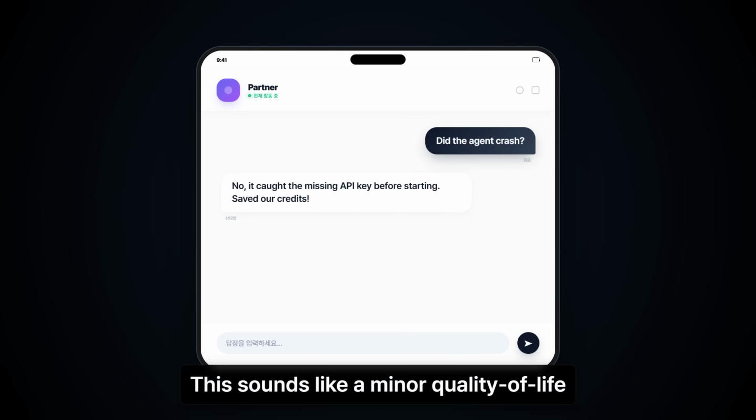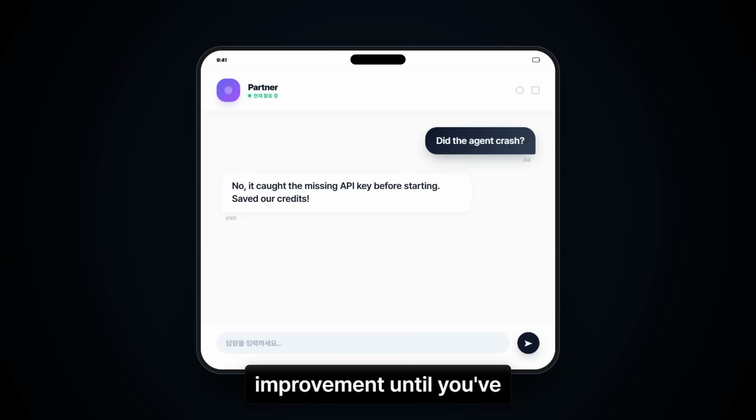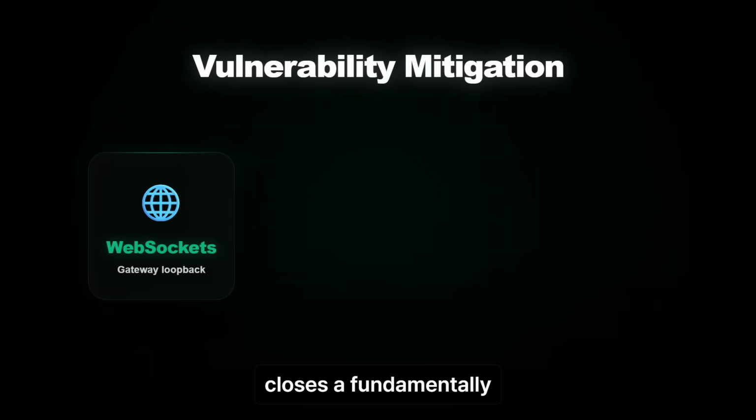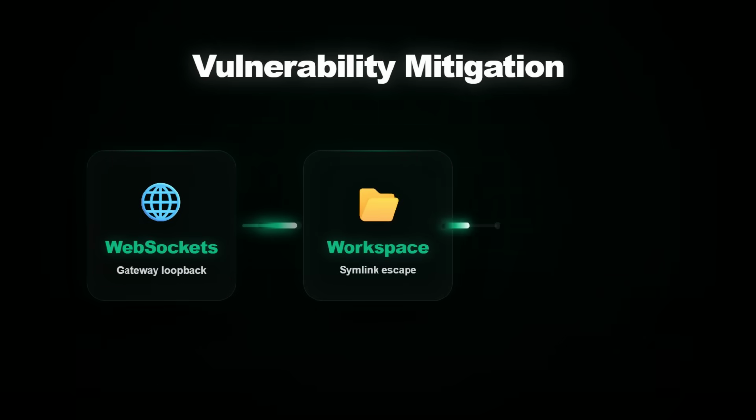This sounds like a minor quality of life improvement until you've spent 2 hours debugging why an automated workflow silently processed half of your invoices before running out of credentials. The new behavior makes OpenClaw's execution model predictable in a way that previous versions weren't. The security patches in 2026.3.2 deserve individual attention because each one closes a fundamentally different class of vulnerability.